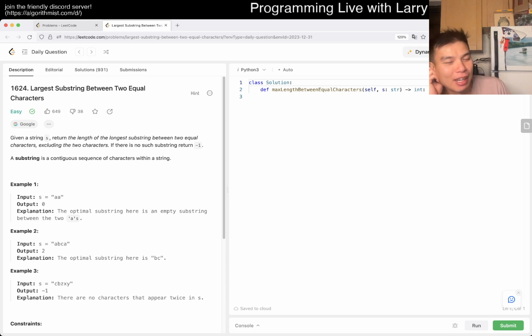But yeah, today's problem is 1624. Largest substring between two Unicode characters. Given a string S, return the length of the longest substring between two equal characters, excluding the two characters. If no such substring exists, return -1.